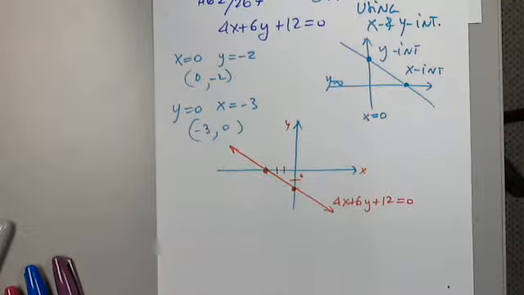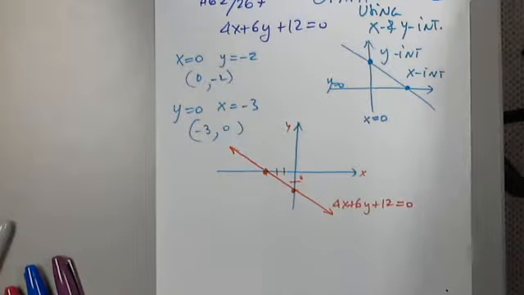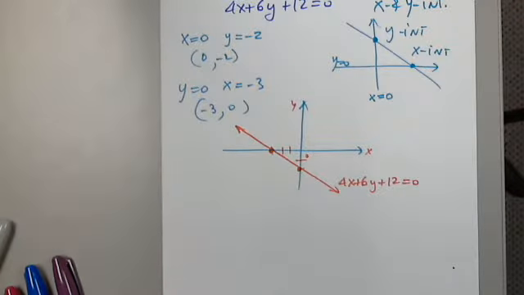So this is how we graph a linear equation using x and y intercepts. Any questions? Any questions for me? Any questions?